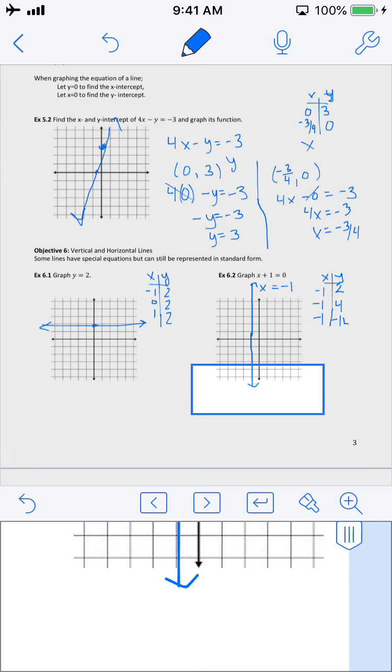And we would get a vertical line in this case. And again, not really a special case, just kind of a weird one. Something that you do probably want to commit to memory because it's really fast.